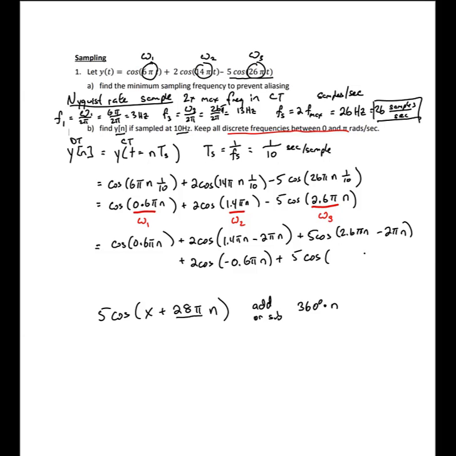But sir, if it has to be between 0 and pi, does that negative 0.6 pi still work? It does not. So we're going to have to work on that a little bit more. So this is a work in progress here, but this certainly works. We've got now 0.6 pi n.